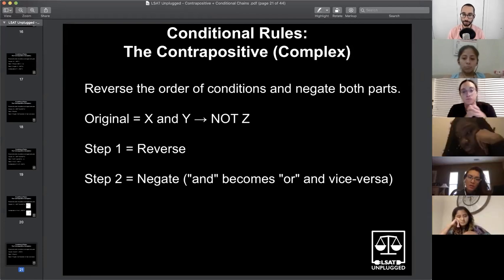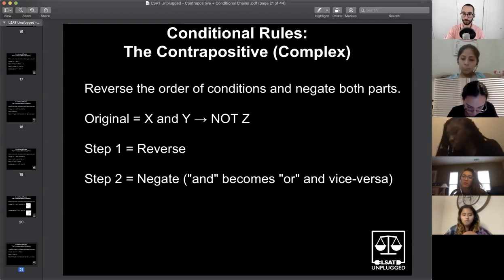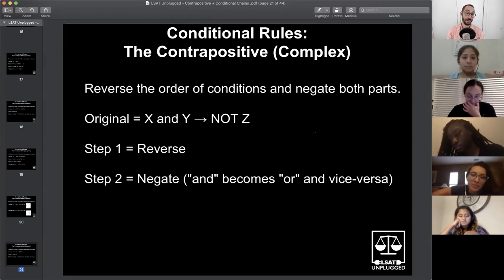Z requires not X or Y for this sentence. Perfect. So Z requires not X or not Y. So Harry typed it: Z requires not X and not Y. I see Winnie also got it. Perfect. Yeah, so Z requires not X or not Y. Weird. Doesn't really flow off the tongue very smoothly. Hard to really think about it conceptually, but that's what it is.